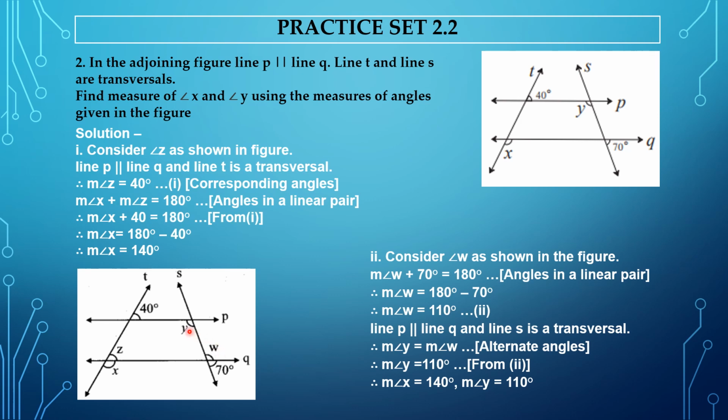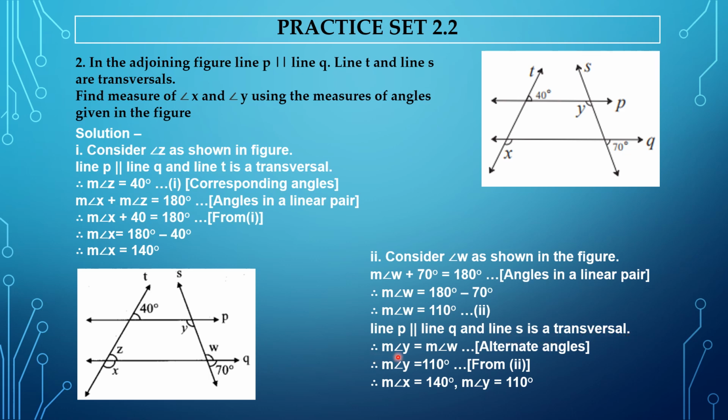Now students, you know angle Y and angle W, they form a relation. That is, they form alternate angles. So you'll write down line P is parallel to line Q and line S is transversal. You have to mention which parallel lines you have taken and which is the transversal. Now our S is the transversal over here. So line P parallel to line Q and line S is a transversal.